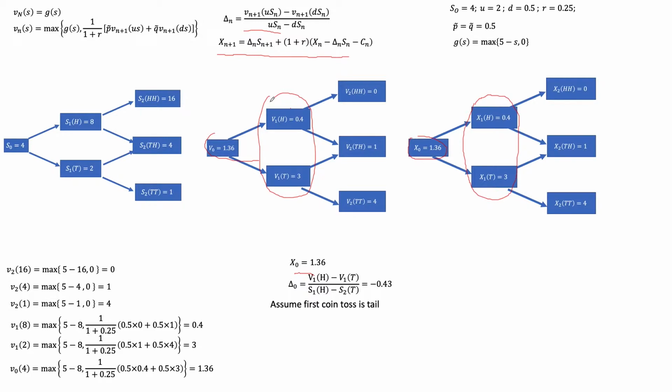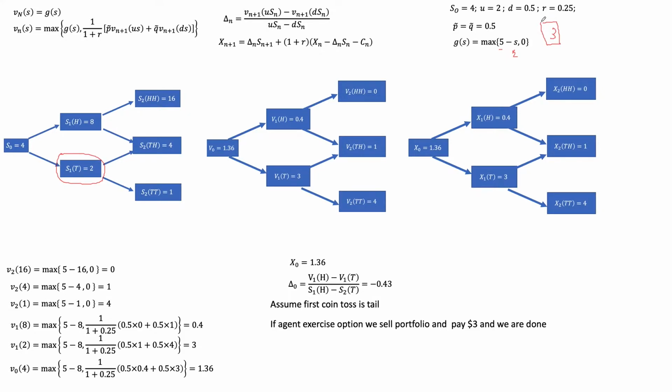Imagine the first coin toss is a tail. That means the stock price went down to $2. So the option is actually in the money, right? Because the strike price is 5 and the stock price is 2. So the intrinsic value, if the owner exercises the option right away, they can get $3 from us. If the agent exercises the option, then the value of our portfolio would be 3, right? And so we can just sell our portfolio, get the $3, and give it to the owner of the option. That's what we do. We sell the portfolio and pay the $3, and we're done. There's no need to hedge further.